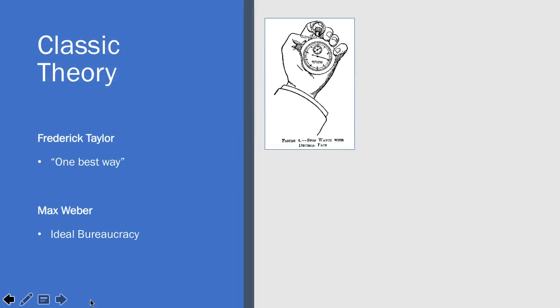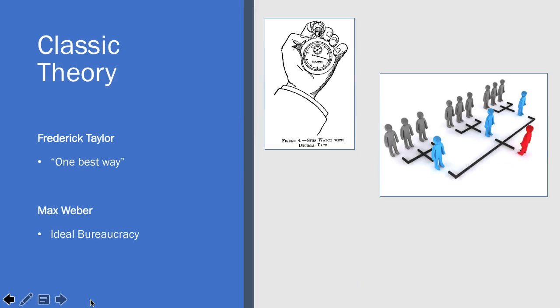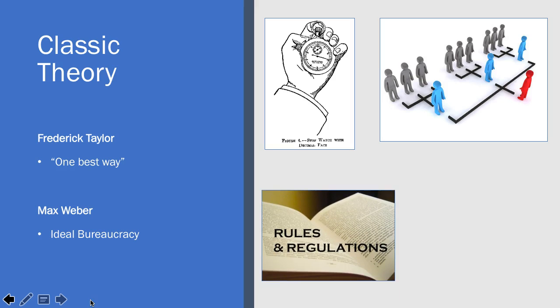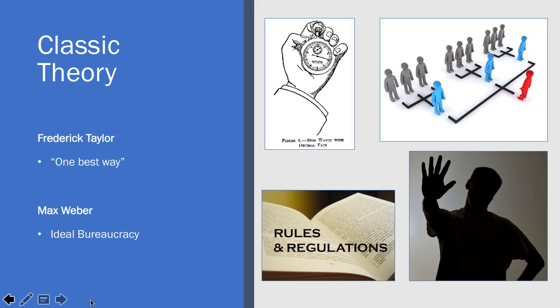So first off, talking about classic theory, we'd be remiss if we didn't touch base on the cornerstone of public administration, the grandfathers of public administration, both Frederick Taylor and Max Weber. Mr. Taylor with his one best way, his one best method to accomplish a task or run an organization, and Max Weber with his ideal bureaucracy.